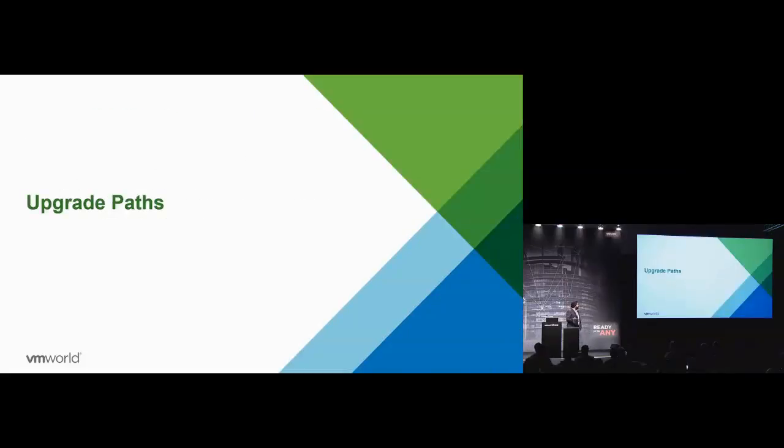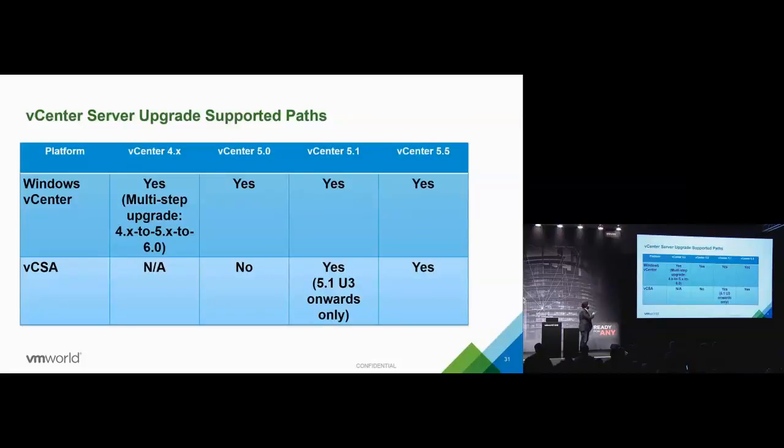Okay, upgrade paths. These are all the supported upgrade paths that we have for 6.0. For vCenter Windows, we do support 4.x upgrades, but it's a multi-step process. You would go from 4.x to 5.x and then to 6.0. For 5.0 and all 5.x releases, it will upgrade natively. For VCSA, there was no 4.x release, so we don't have to worry about that one. But we are not supporting the upgrade from 5.0 to 6.0. From 5.1 U3 onwards, it's supported natively.